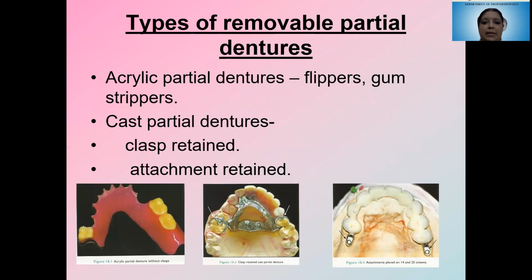There are different types of removable partial prosthesis or removable partial dentures that can be given for the patient. The first one that you see in the picture is an acrylic RPD. We're going to be using this terminology. RPD is removable partial denture. The first picture that you see is an acrylic RPD. It just consists of a base of acrylic to which the artificial teeth are attached.